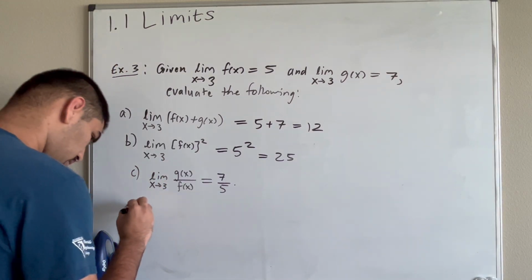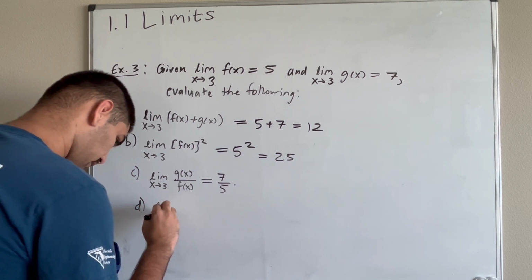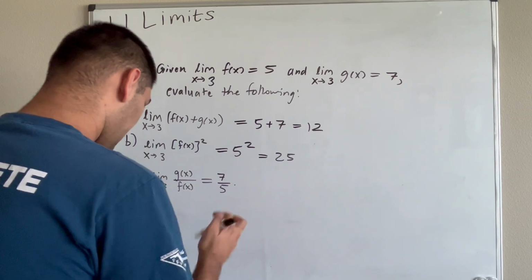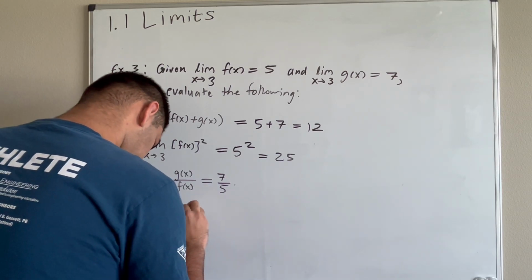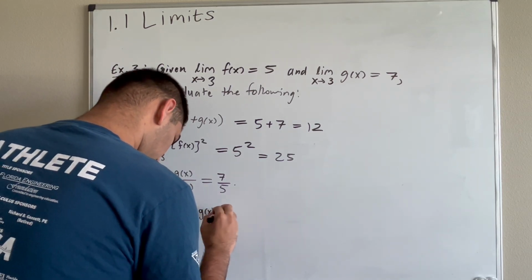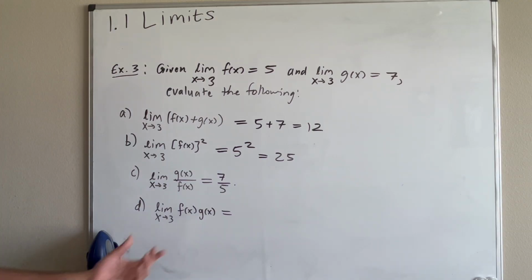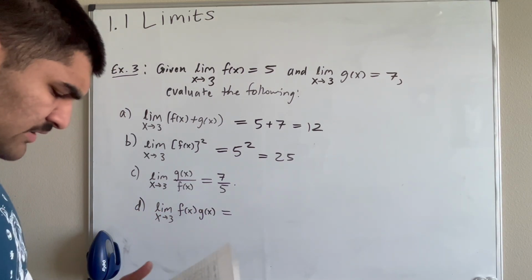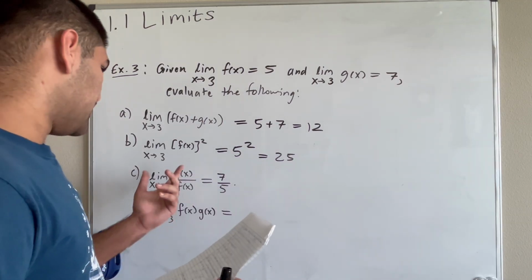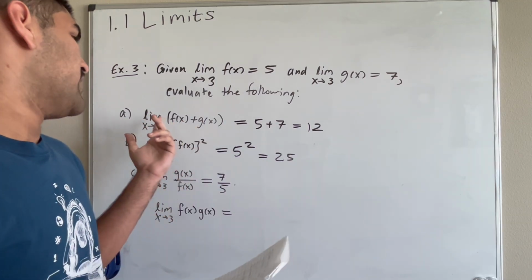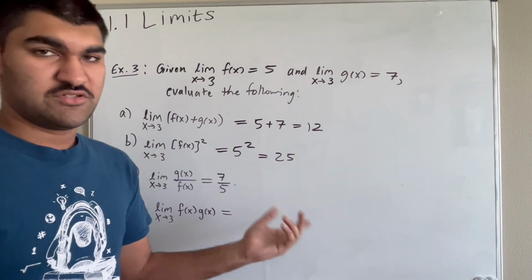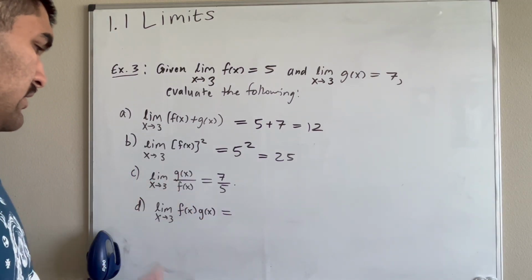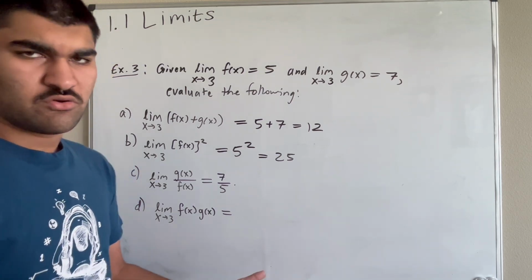All right, let's do one more. Let's say we want to find the limit as x approaches 3 of f of x times g of x. Notice that in multiplication, the order doesn't matter because multiplication is commutative, right? I feel like the only other place where the order does matter is in subtraction. So if you have f of x minus g of x, that's different from g of x minus f of x because subtraction is not commutative, and same goes with division. But everything else, the order doesn't really matter.